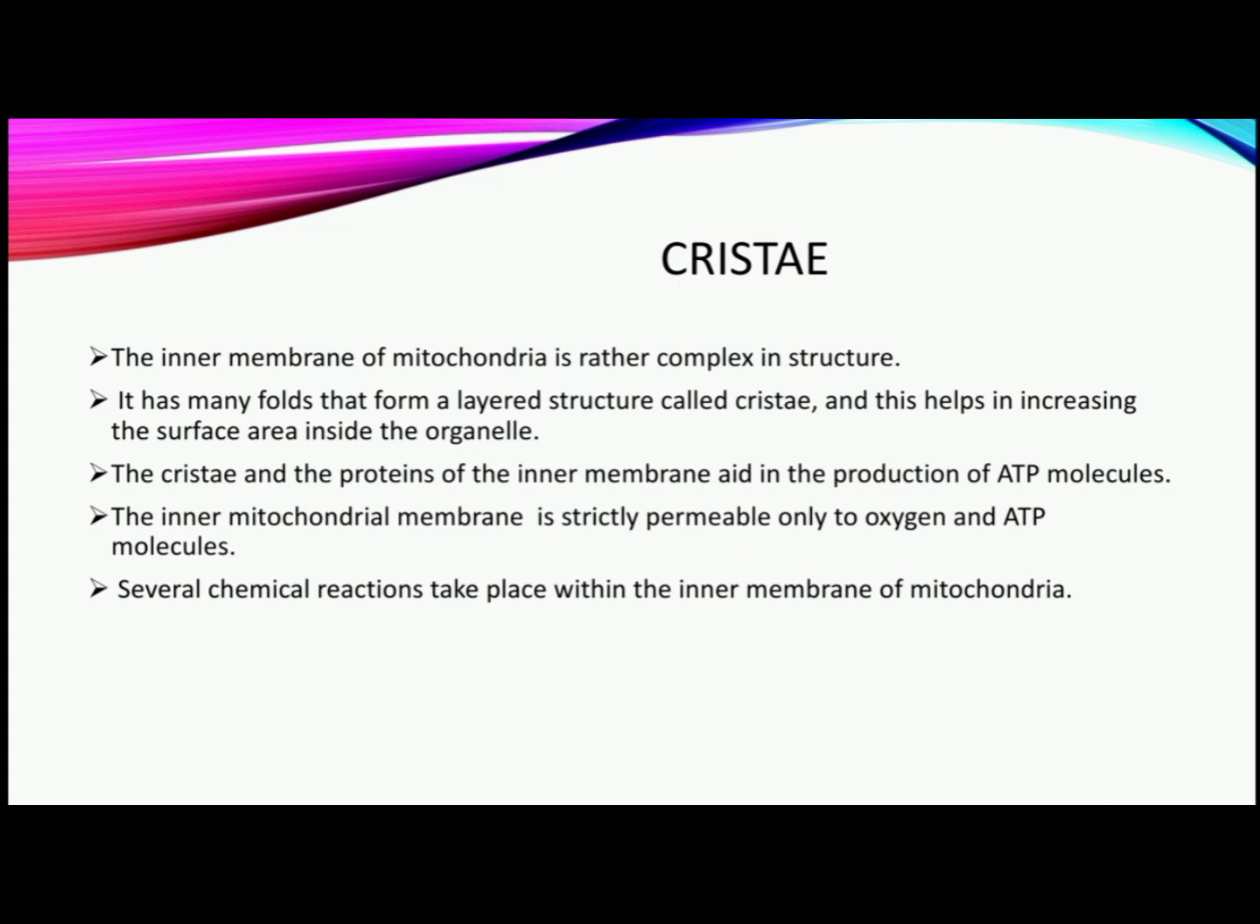Cristae. The inner membrane of the mitochondria is rather complex in structure. It has many folds that form a layered structure called cristae, and this helps in increasing the surface area inside the organelle. The cristae and the proteins of the inner membrane are involved in the production of ATP molecules. The inner membrane is strictly permeable only to oxygen and ATP molecules. Several chemical reactions take place within the inner membrane of mitochondria.